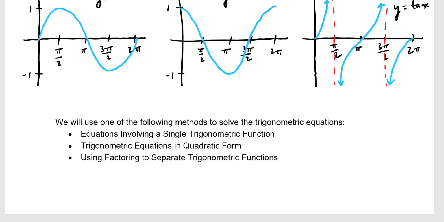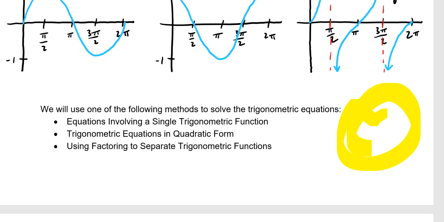Okay, before I write down these generic steps over here, I'll write down the types of equations we'll be solving on the right. There are going to be 3 main types of equations. The first one is equations involving a single trig function. These are going to be the easiest, and these are the ones we're going to start with in a second.